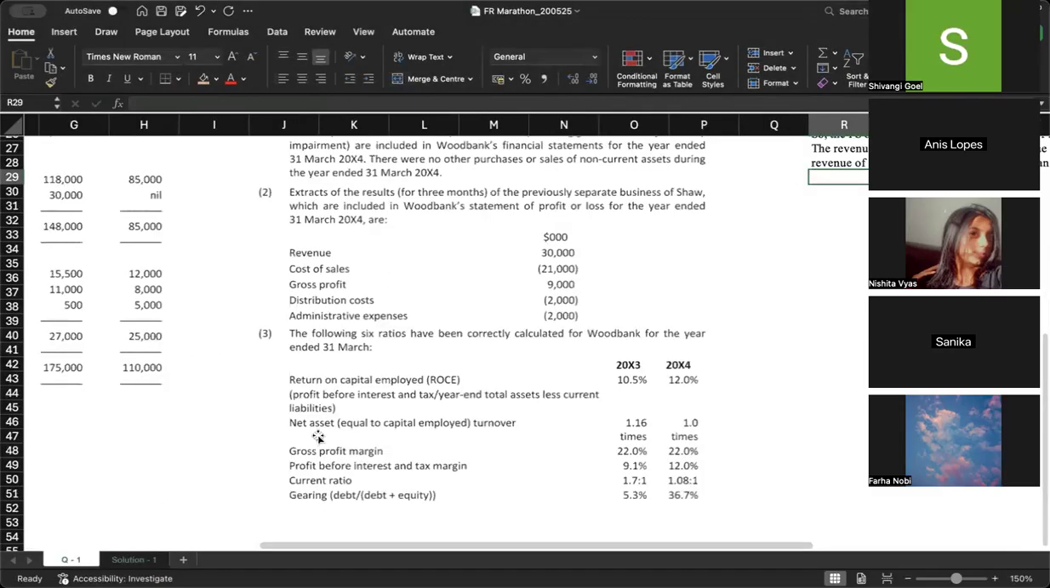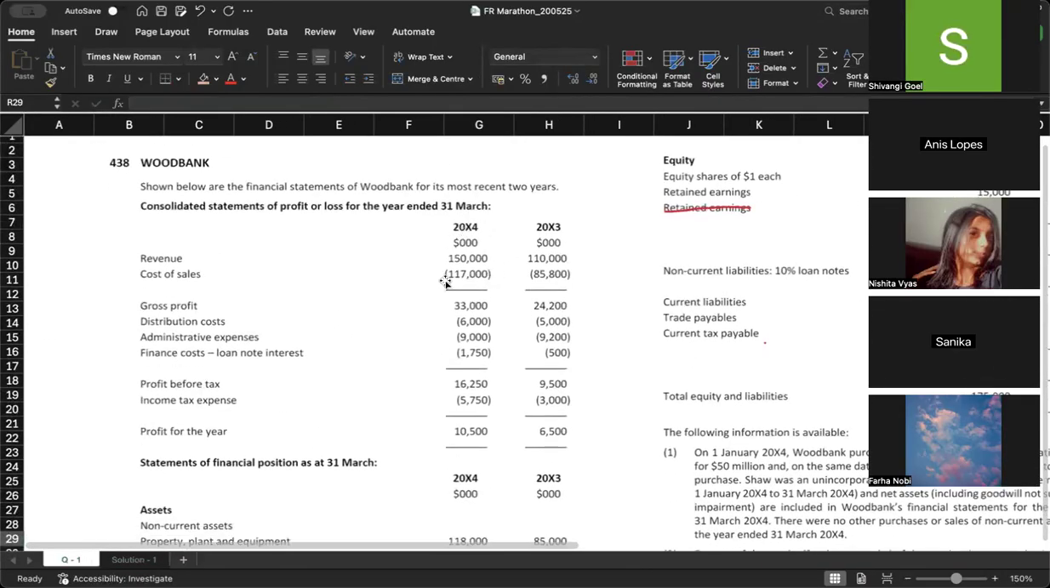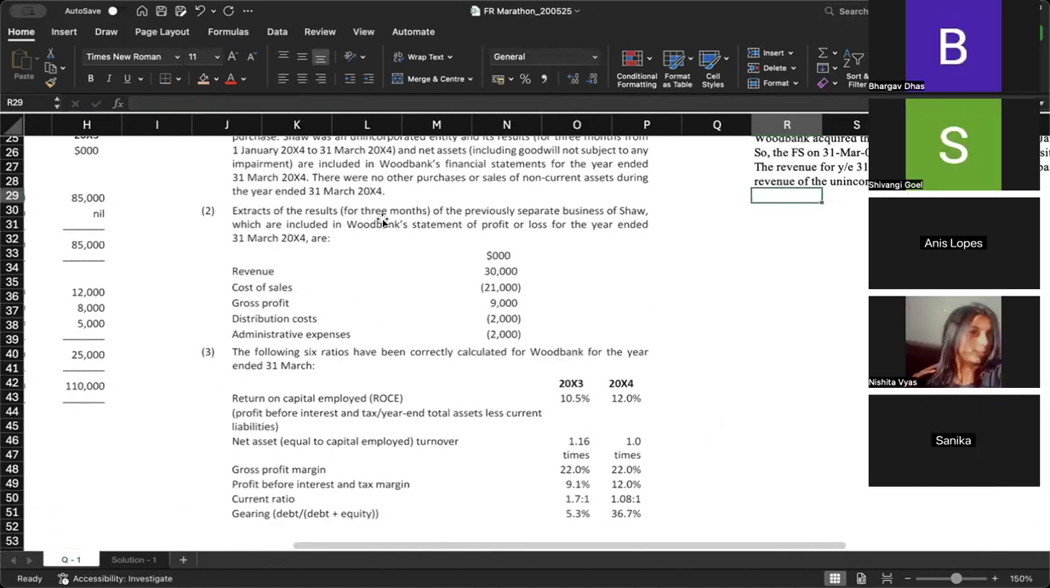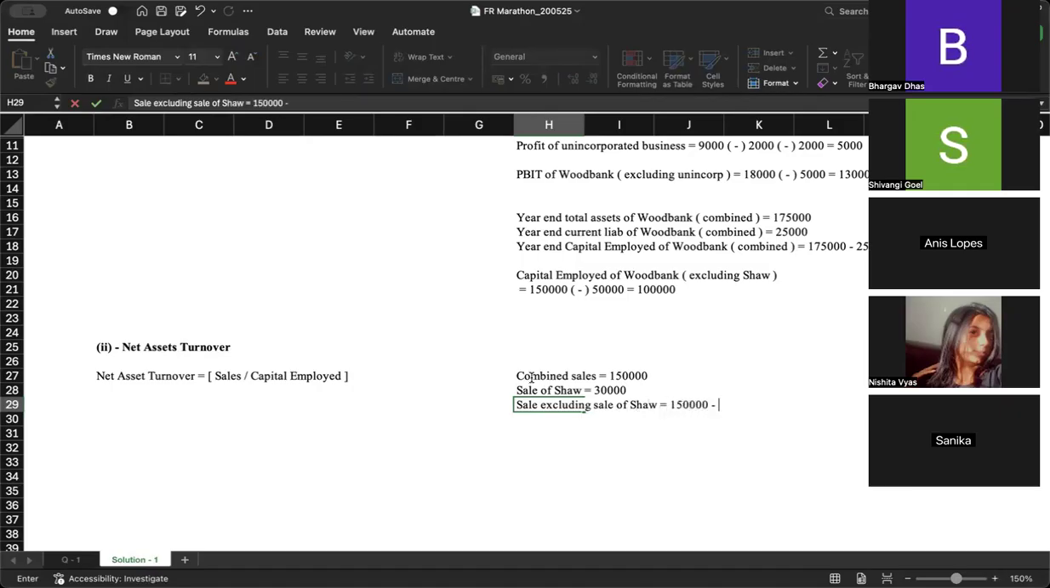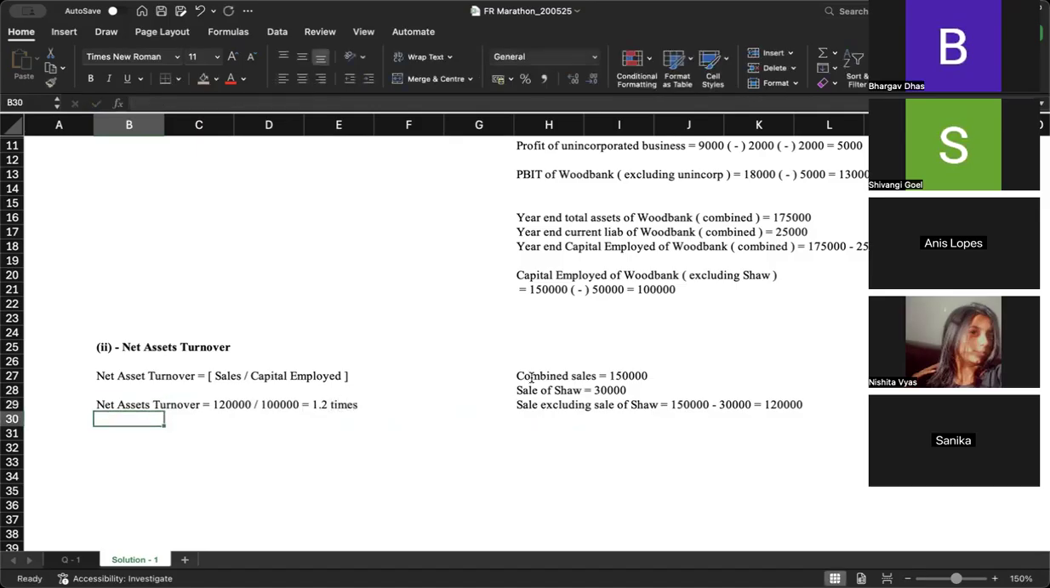Sales upon capital employed. What are combined sales? 1,50,000. What is sale of Shaw? 30,000. So sale excluding sale of Shaw is 1,50,000 minus 30,000, that is 1,20,000. So how much will net assets turnover be? 1,20,000 upon capital employed 1 lakh, which is 1.2 times.